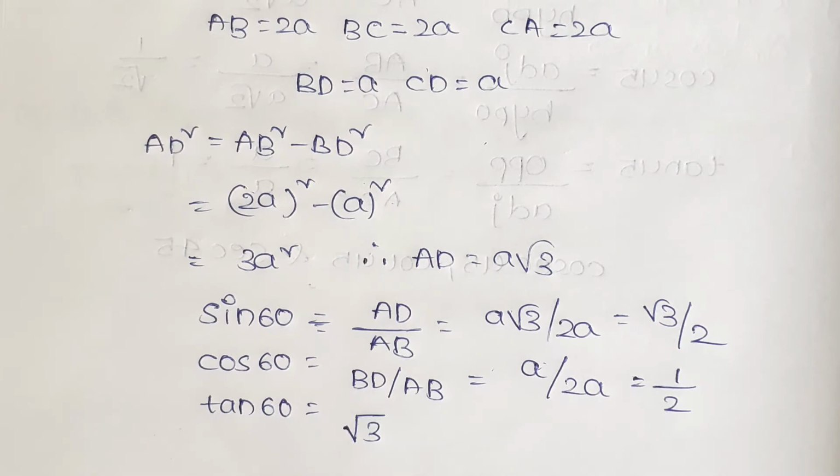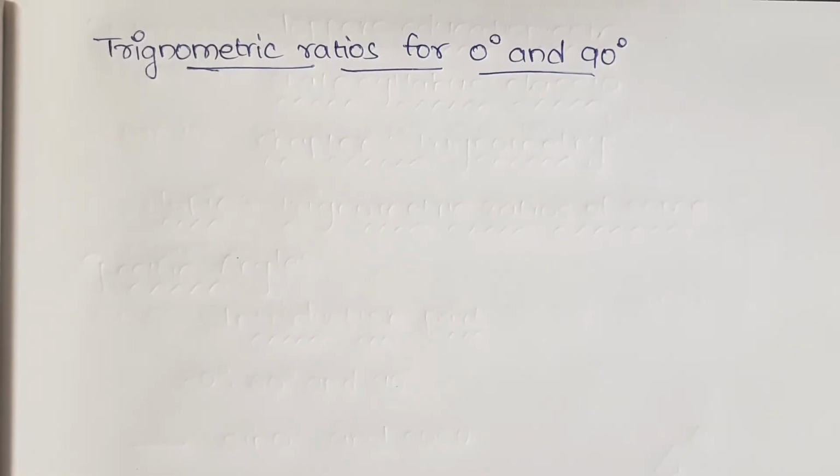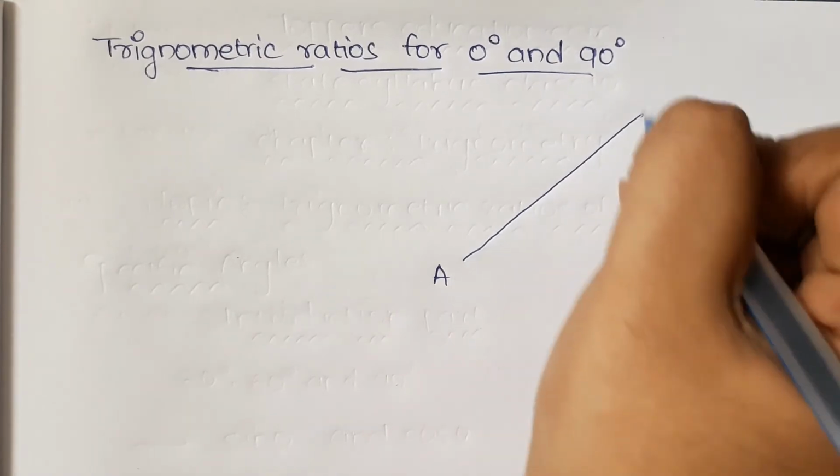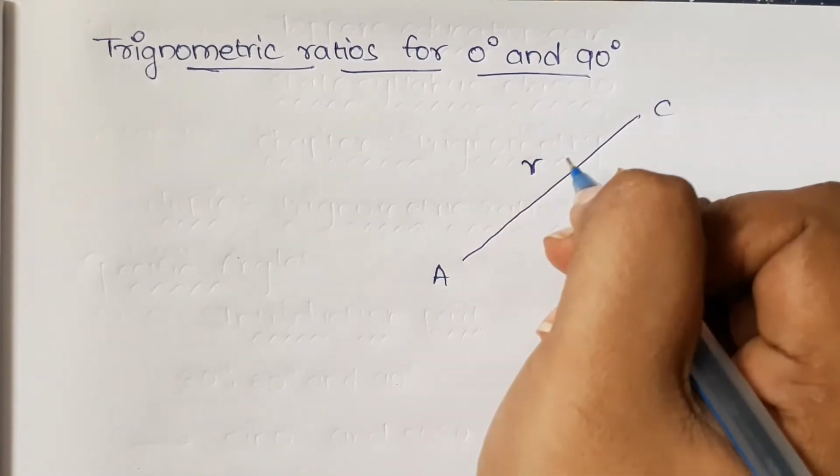And now let us see the trigonometric ratios for 0 degrees and 90 degrees. Up to now, we have discussed the trigonometric ratios of 30 degrees, 45 degrees and 60 degrees. Now let us determine the trigonometric ratios of 0 degrees and 90 degrees. Suppose we take a line segment AC. Here it is the line segment AC of length R.